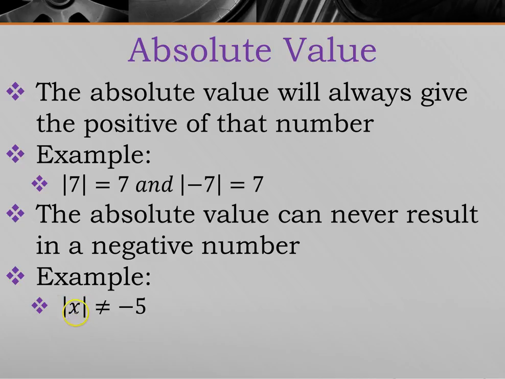X can be a negative number. That is perfectly allowable because it will just become positive. But we can never get the absolute value of a number to equal a negative. So when you're solving equations like this, if the absolute value equals a negative, the answer is no solution. You're done with the problem.